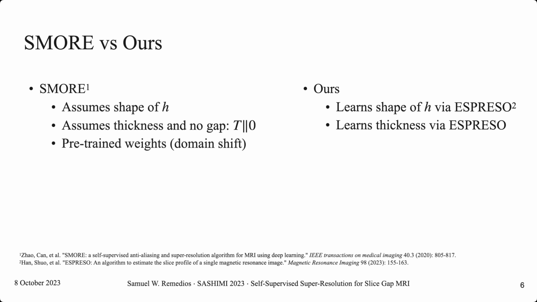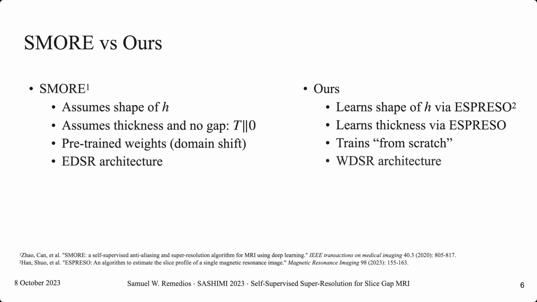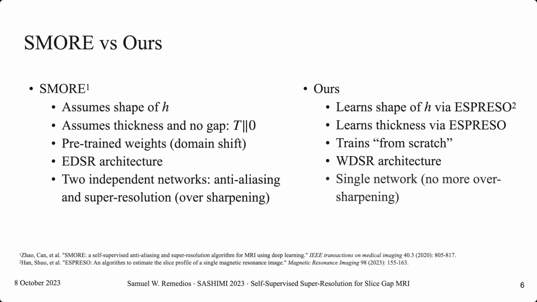SMORE also achieved its best performance with pre-trained weights and leveraged transfer learning, so it was not fully zero-shot nor self-supervised. This is a drawback for scenarios when the low-resolution volumes come from a different distribution as the training data set, like if we wanted to super resolve a different body part or a novel contrast. By contrast, our method trains from scratch. SMORE also used the EDSR network, which at the time was a state-of-the-art choice, but deep learning moves so fast and more architectures have been proposed since then, and we've updated to the WDSR network.